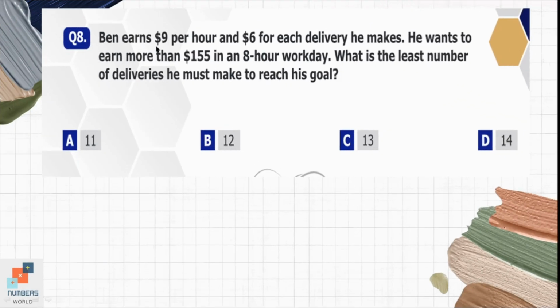Question number 8. Ben earns $9 per hour and $6 for each delivery he makes. He wants to earn more than $155 in an 8-hour workday. What is the least number of deliveries he must make to reach his goal?